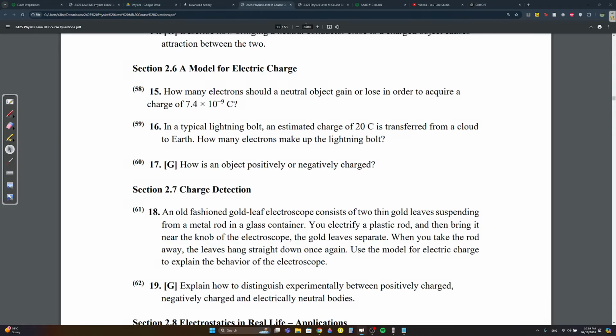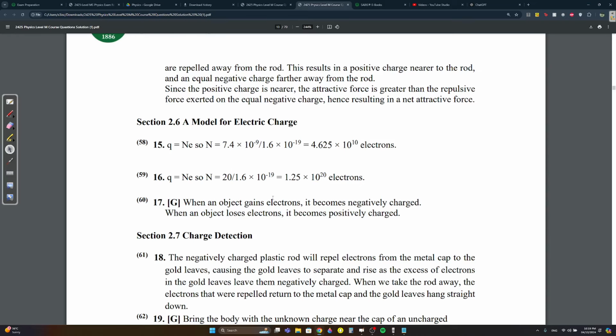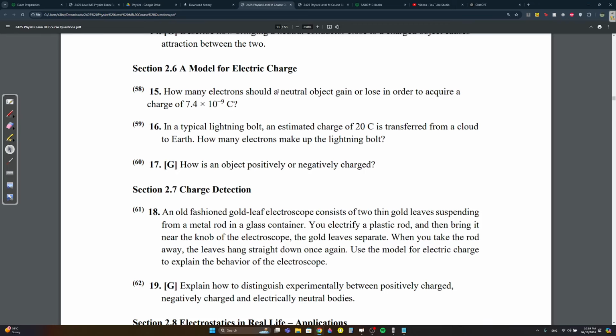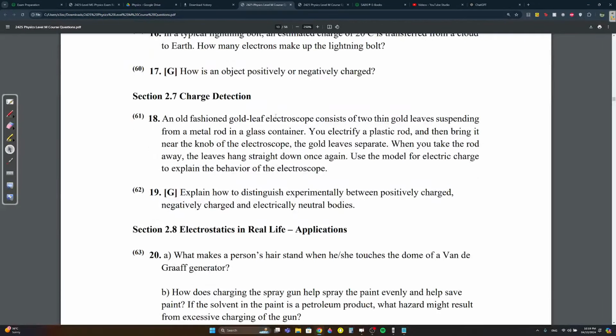How is an object positive? What do you mean? Oh, okay. When an object gains electrons, it becomes negative. When it loses electrons, it becomes positive. Very, very easy.